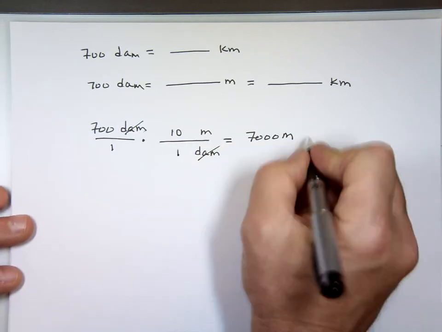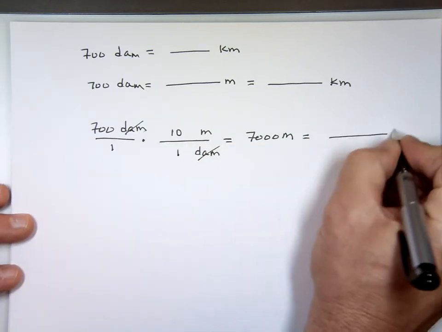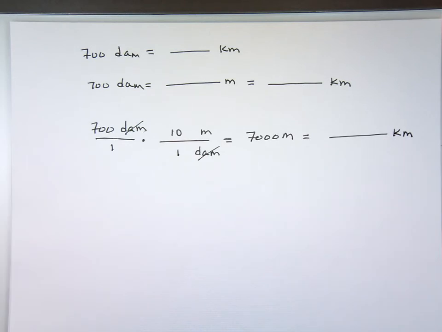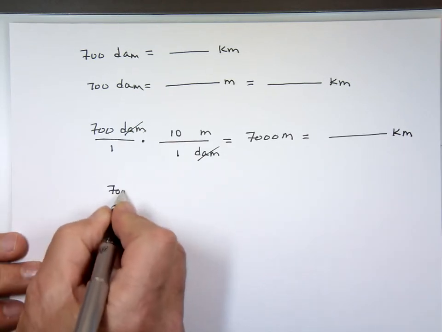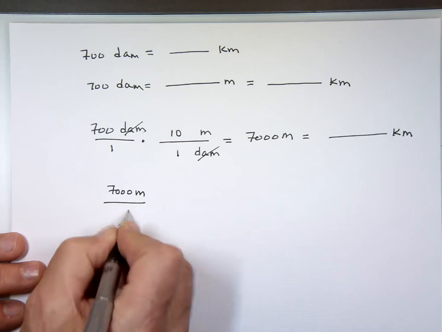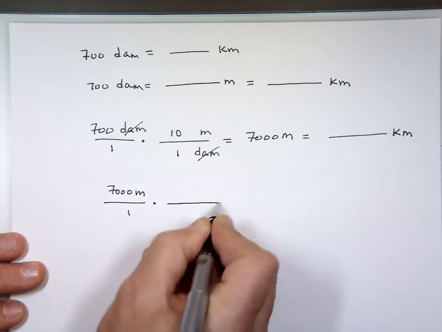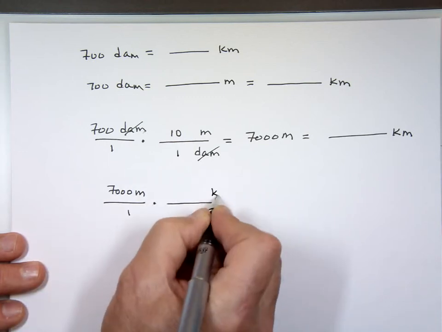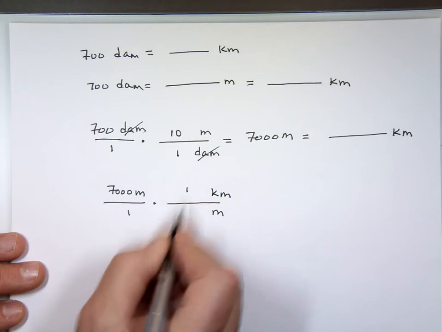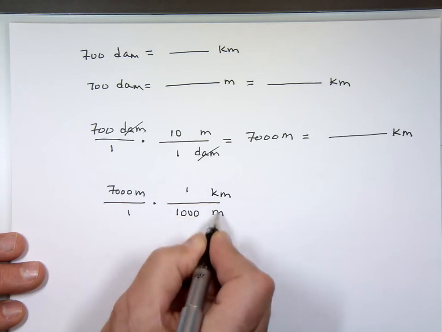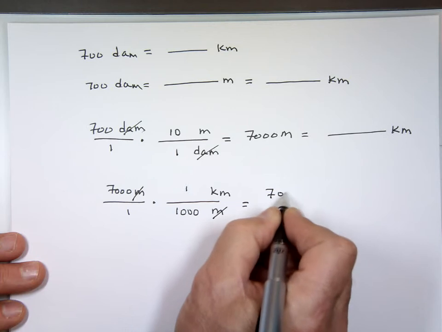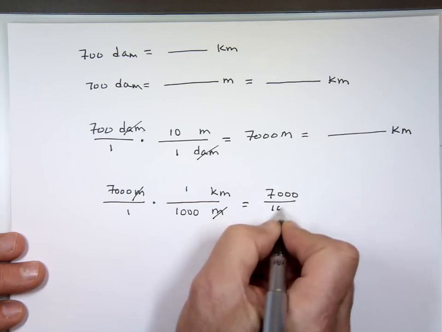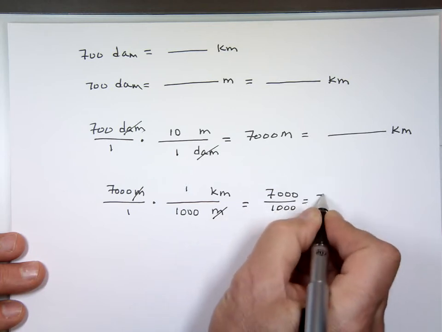Now I need to convert that from meters to kilometers. So 7,000 meters over 1. Meters on the top, so I need meters on the bottom, kilometers on the top. 1 kilometer is 1,000 meters. That'll be what? 7,000 divided by 1,000, which is what? 7 kilometers.